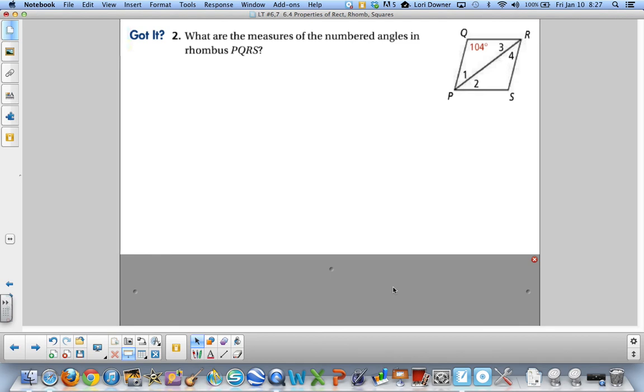In this rhombus, I would like you to try to find all the numbered angles. See if you can also justify your answer why you're saying what you're saying. So pause the movie, try this on your own. I'm not going to go over the answer. This question is going to be one of the 2 questions that you'll need to answer at the end of this movie. Just make sure you write down your answer. Pause the movie now, press play when you're finished.